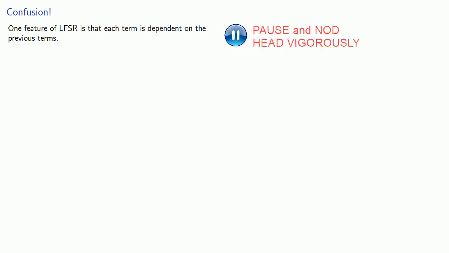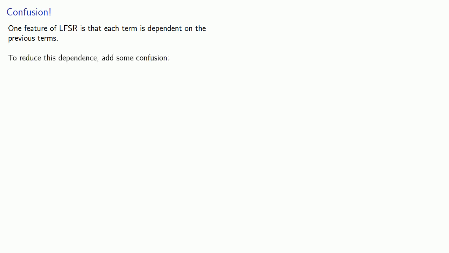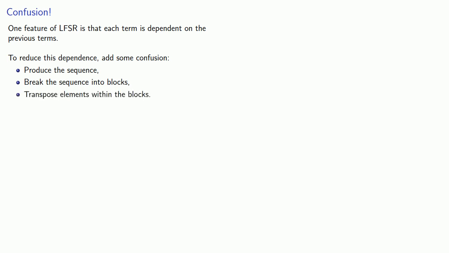So how can we improve our LFSRs for cryptographic purposes? Remember, one feature of LFSRs is that each term is dependent on the previous terms. But one of the things that Shannon identified as part of a good cryptographic system was confusion, and that's basically reducing the dependence of any one term on the preceding terms. So to reduce this dependence, we'll add some confusion. An easy way of doing that is we'll produce the sequence, break the sequence into blocks, and then transpose elements within the blocks.